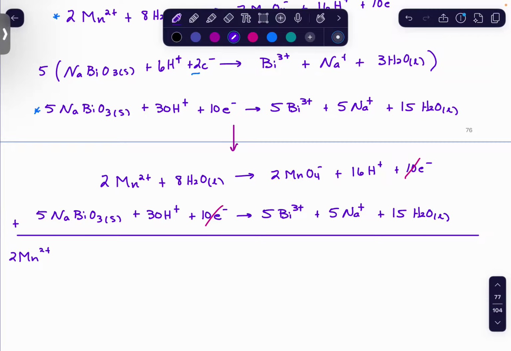2 manganese 2s. 5 with my bismuth compound.